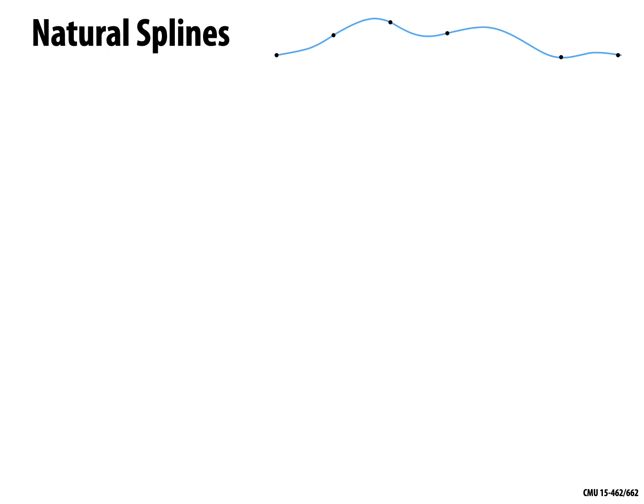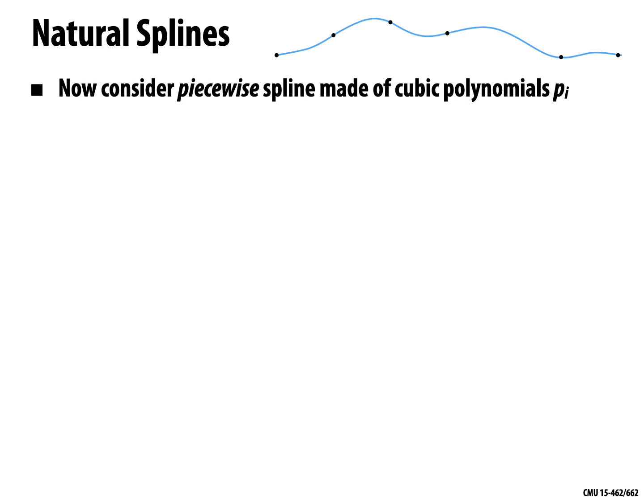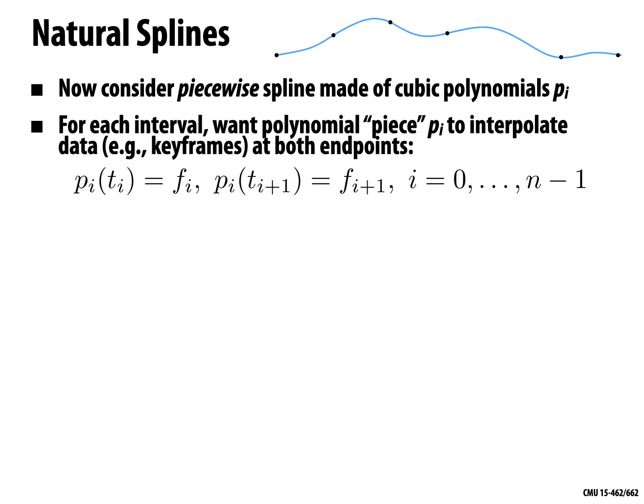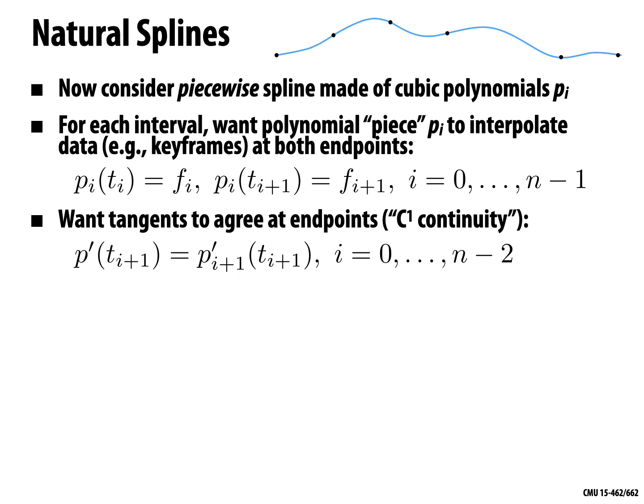Okay, so now, rather than just considering a single cubic curve, let's consider a piecewise spline made of cubic polynomials p sub i. For each piece of this spline, for each interval between 2 knots, we want a polynomial piece p_i to interpolate the data at both endpoints. Just as before, right? We want p_i of t_i to equal f_i, and p_i of t_{i+1} to equal f_{i+1} for all of our segments. We also want the tangents to agree at endpoints.